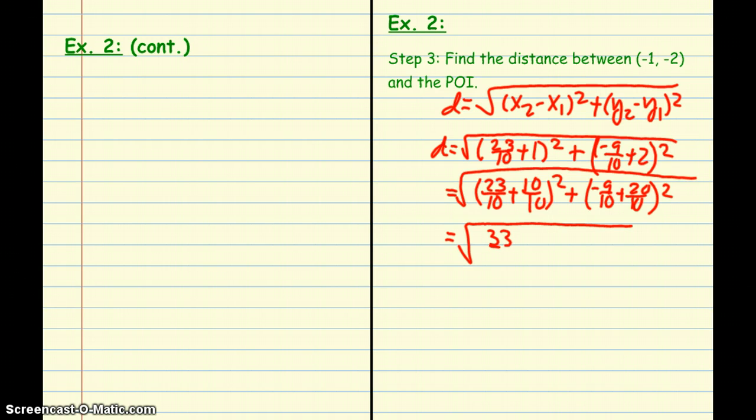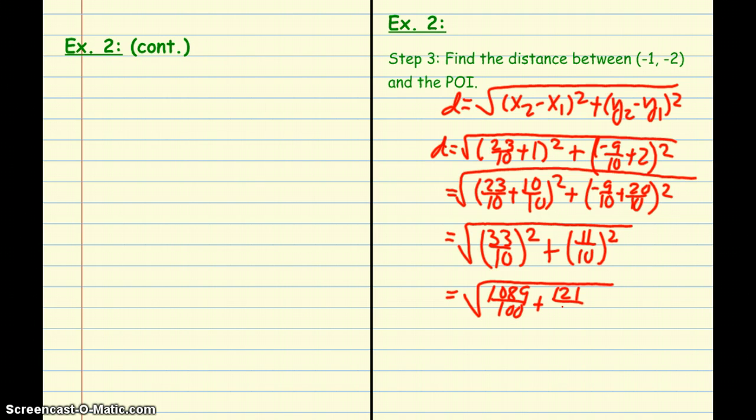So 33/10 squared plus 11/10 quantity squared, which gives me 1089 over 100 plus 121 over 100, which gives me 1210 over 100, which when you simplify that becomes the square root of 12.1, which is approximately 3.48. So that's the distance between those two lines.